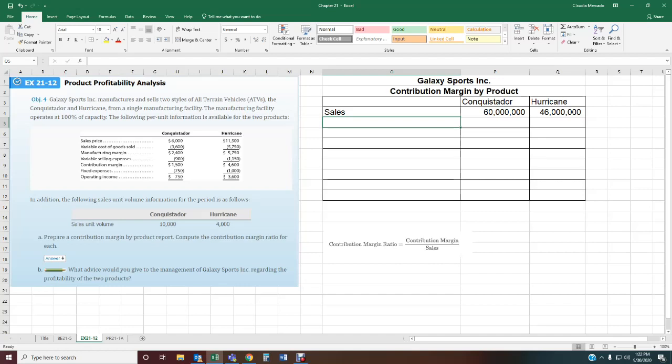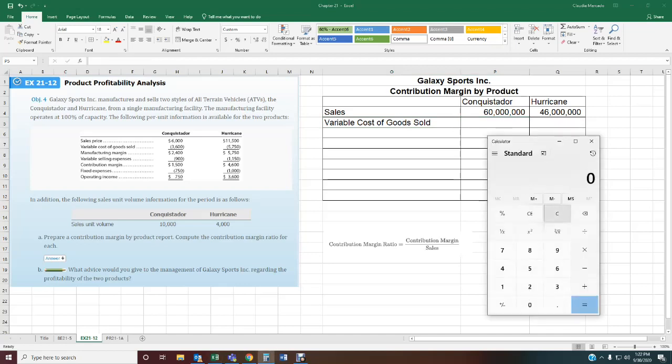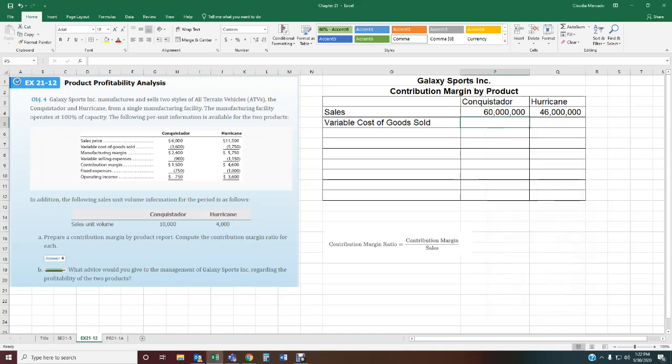Next, I'm going to deduct my variable cost of goods sold. For your variable cost of goods sold, you're going to do the same thing. You're going to get your unit volume, which is the 10,000, and multiply by the variable cost of goods sold, which is 3,600. That means that I'm going to spend $36 million in variable cost of goods sold. And this is an expense, so I'm going to put it in parentheses. 36 million.